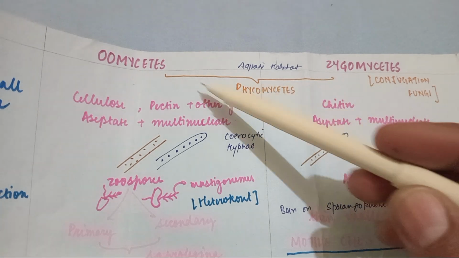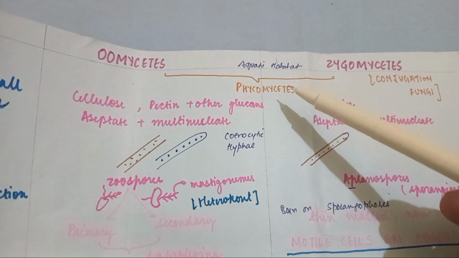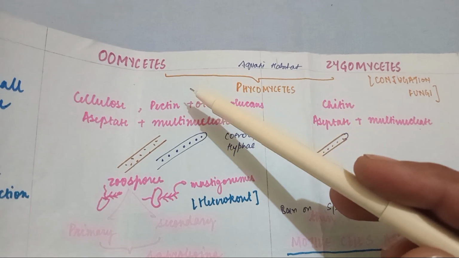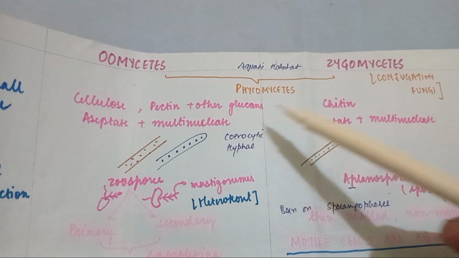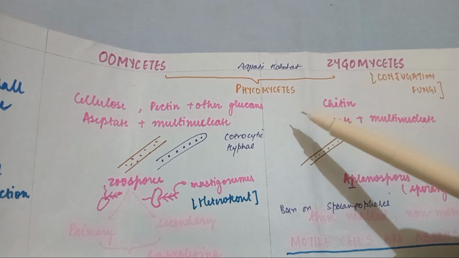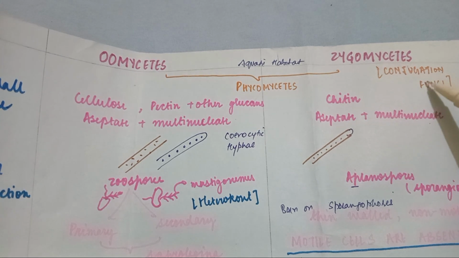Both are basically of aquatic habitat, but still there are differences between the two. We'll see what those are. The Zygomycetes is also called the conjugation fungi.